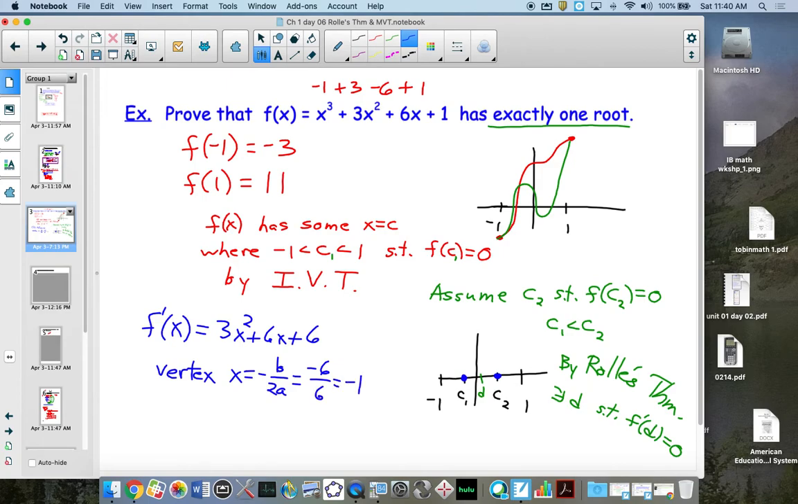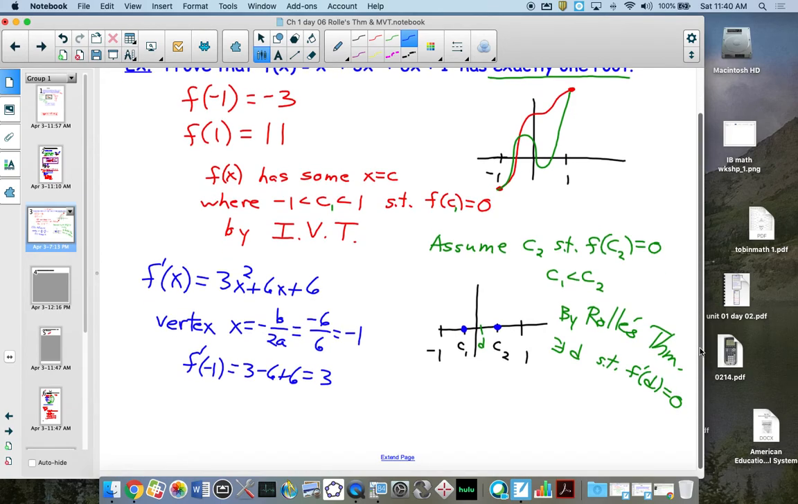So the vertex of the parabola, which represents the derivative, is at x equals negative 1, and f prime of negative 1, if I plug that in, I get 3 minus 6 plus 6, which is equal to 3. So the vertex of the derivative, the parabola which represents the derivative, is at negative 1, 3. And it opens upward. And this is f prime.